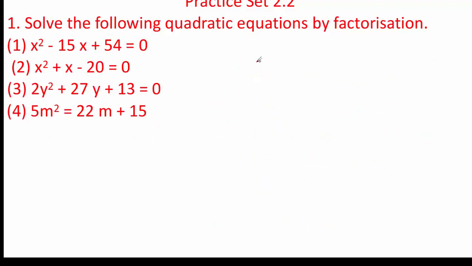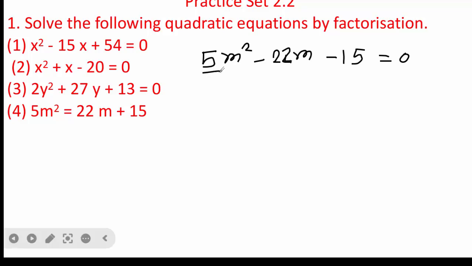Next equation is 5m square equal to 22m. Transfer that 22m to left hand side, it becomes minus 22m minus 15 equal to 0. We have written the equation in standard form. Now, coefficient of m square is not 1, therefore multiply these two. 15 into 5 is 75. And I shall factorize this 75 in such a way that their difference is 22.